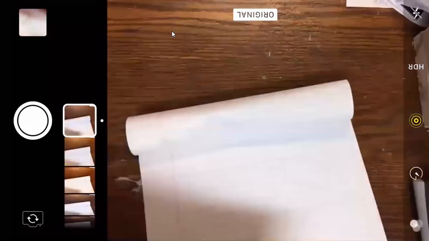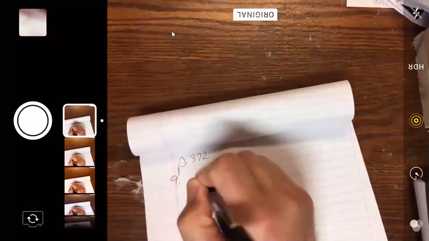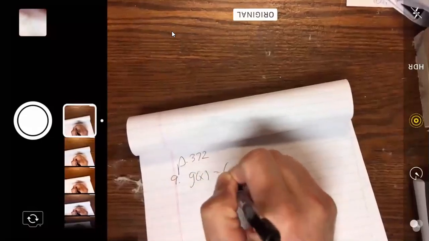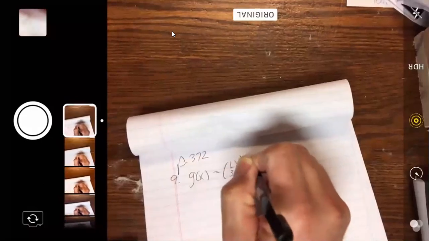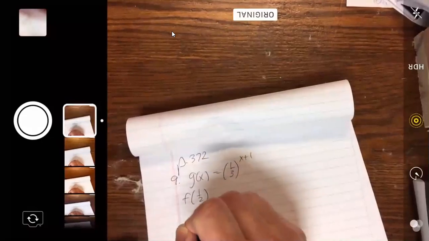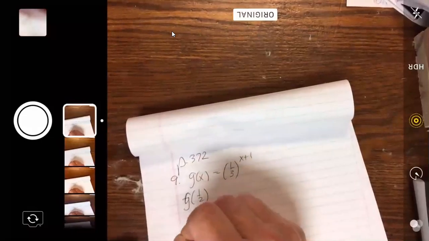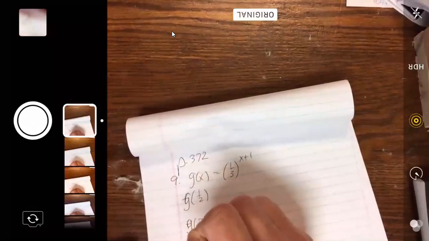Out of this section, I worked number 7 at 12 o'clock. I think I'll work, say, number 9. I won't bother to do all of these. You're basically putting each of these numbers in for the x. So off of page 372, number 9. You've got (1/3) raised to the x plus 1, and they want f of a half, and g of a half, and g of the square root of 2.